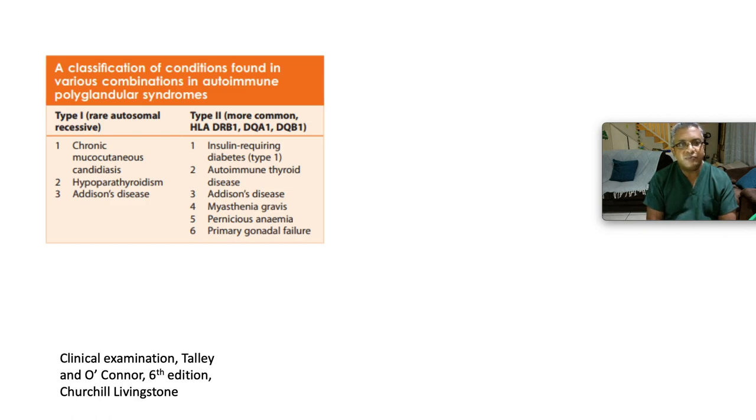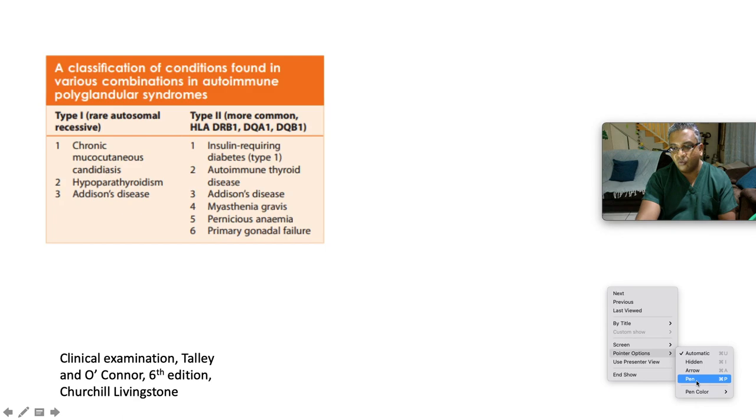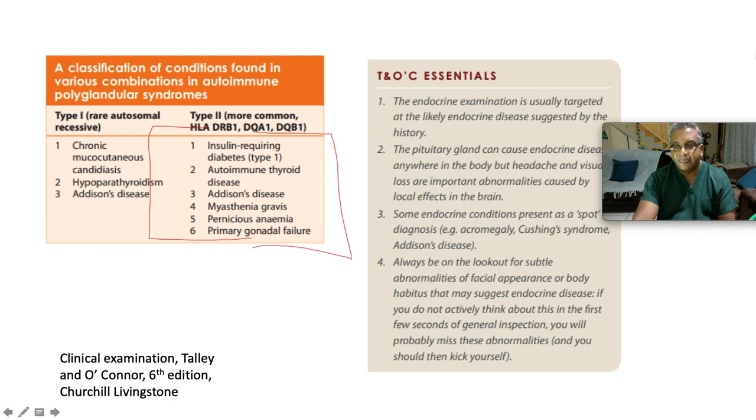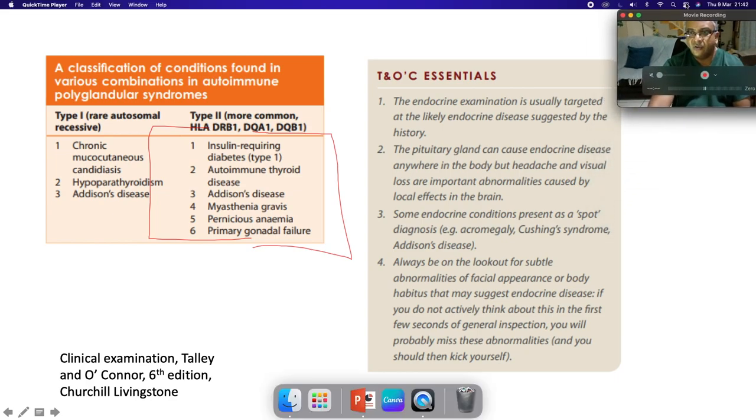All right. So as promised earlier, we spoke about the autoimmune polyendocrine syndromes, and here they are. Type 1 and type 2. Type 1 is the rare autosomal recessive. It has three main elements: chronic mucocutaneous candidiasis, hypoparathyroidism, and Addison's. But type 2 is probably, by and large, the more common of the two flavors. It consists of these features: insulin requiring type 1 diabetes, autoimmune thyroid disease, Addison's disease, myasthenia gravis, pernicious anemia, primary gonadal failure.